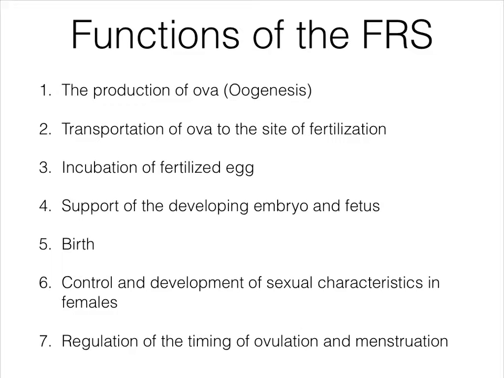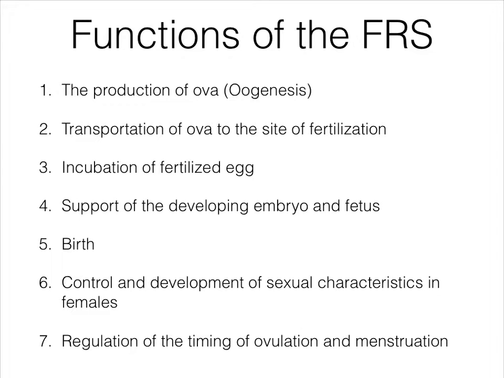So, what are the functions of the female reproductive system? First off, the production of gametes, in this case, ova or eggs. This process is called oogenesis. This double O is typically pronounced O-O. Second, transportation of the ova to the site of fertilization.